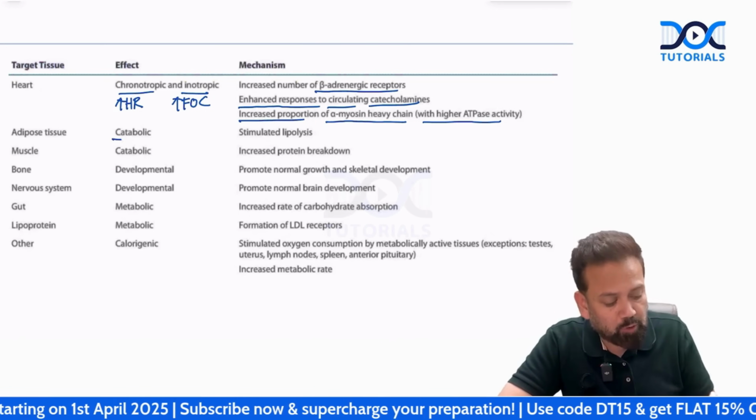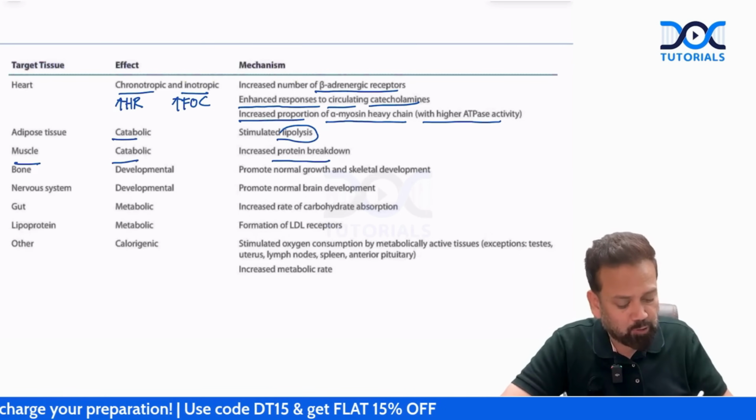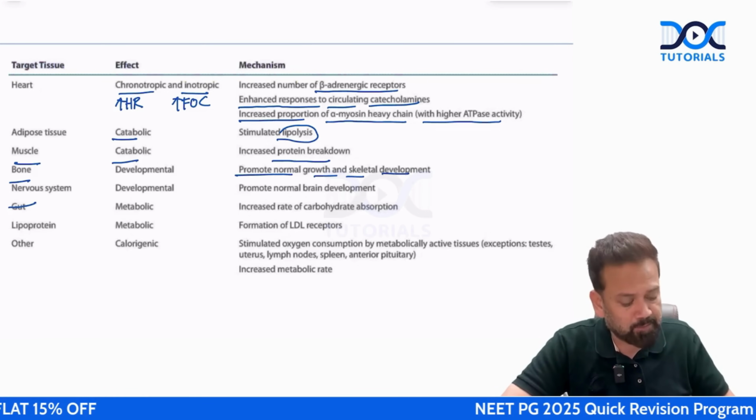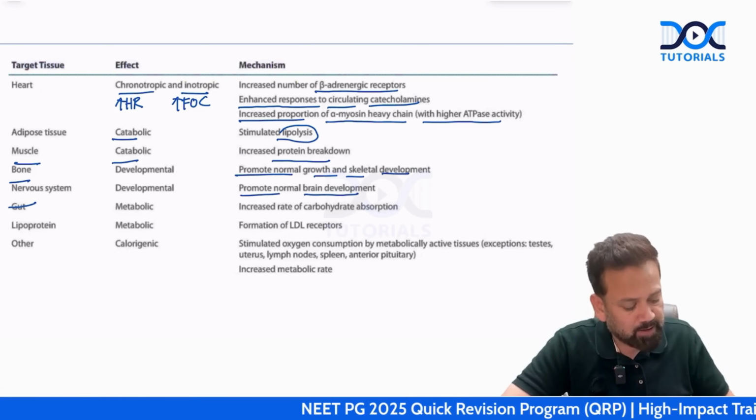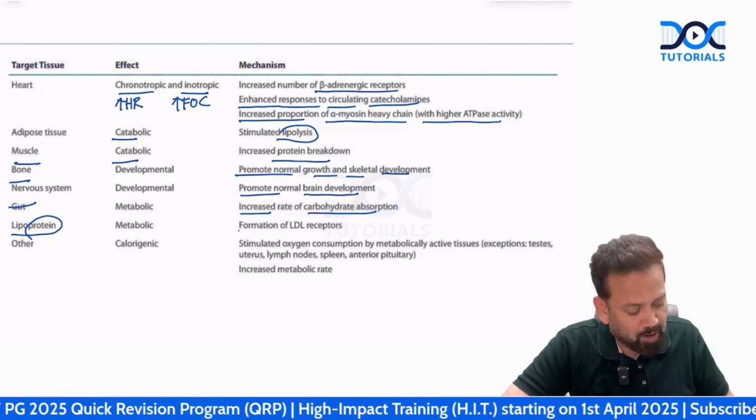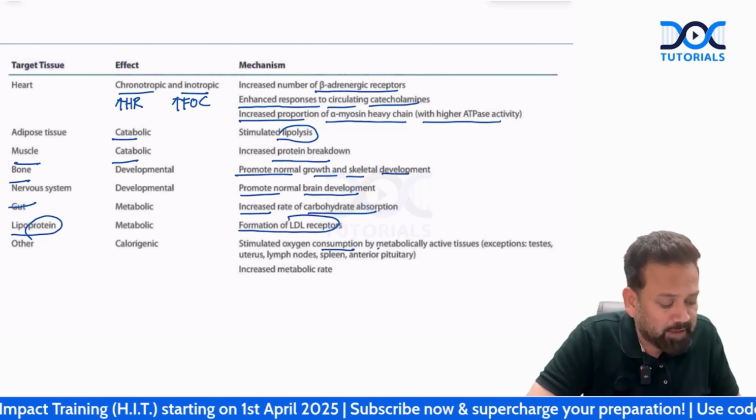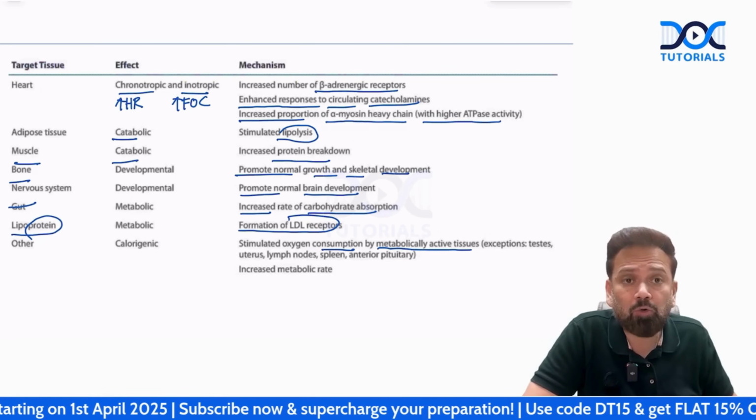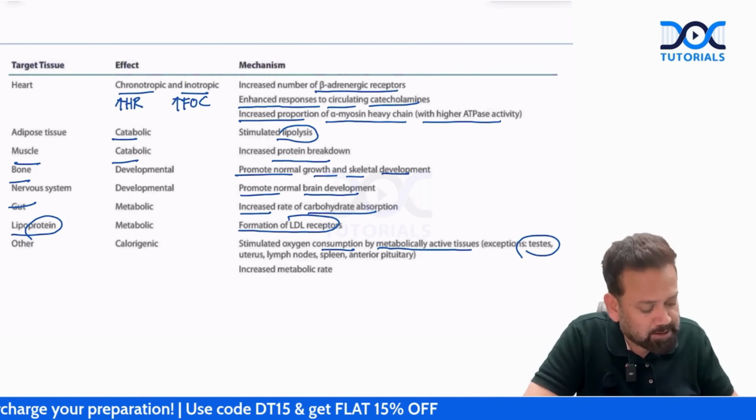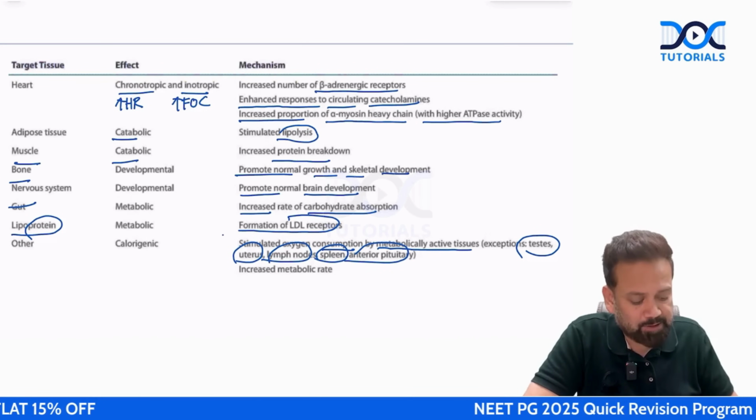Adipose tissue, catabolic, it stimulates lipolysis. Muscle also catabolic, increases protein breakdown. Bone promotes normal growth and skeletal development. Nervous system promotes normal brain development. Gut, increases rate of carbohydrate absorption. And lipoprotein, it forms LDL receptor. Other, it stimulates oxygen consumption by metabolically active tissue. How? By activating the sodium potassium pump. But what are the exceptions? Testis, uterus, lymph node, spleen, anterior pituitary. Except these. Clear?